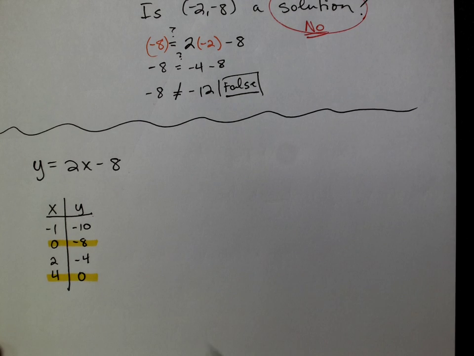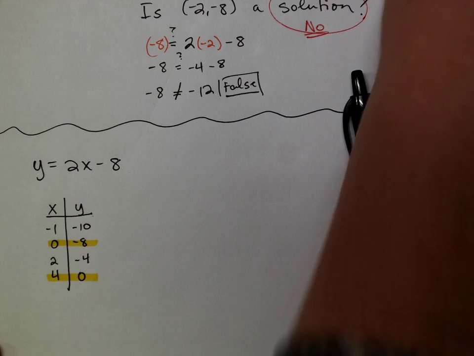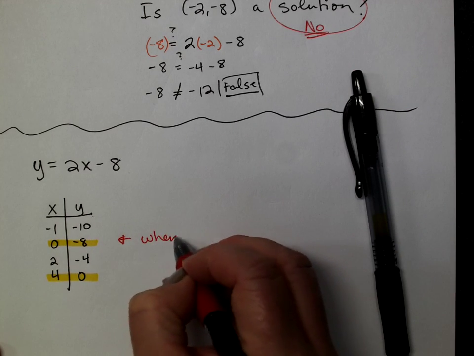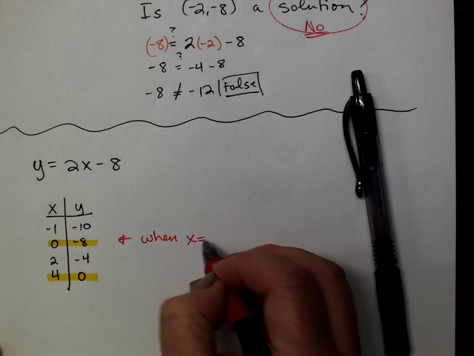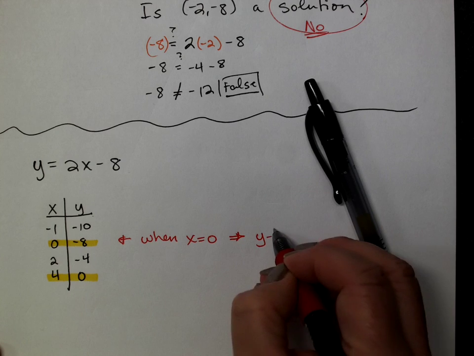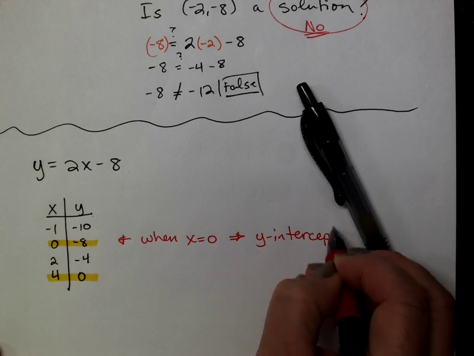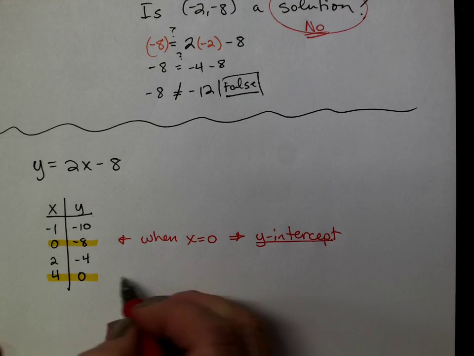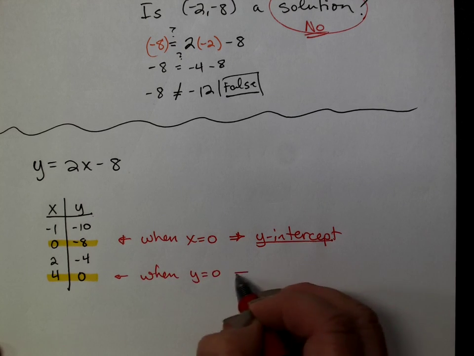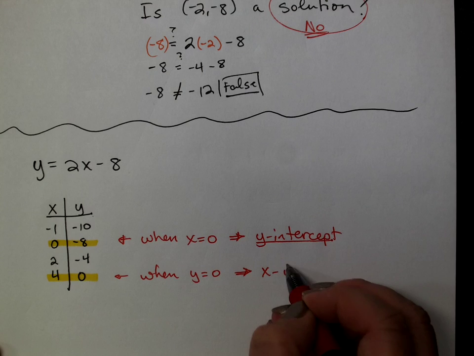That is the definition, as I noted earlier. When x equals 0, you have the y-intercept, by definition. Okay? And when y equals 0, you have, by definition, the x-intercept.